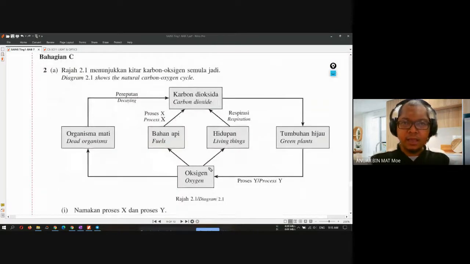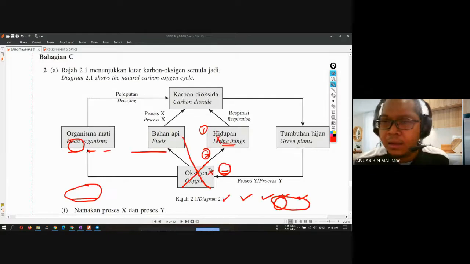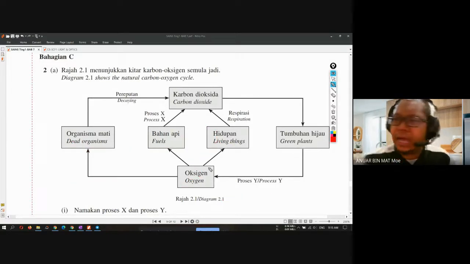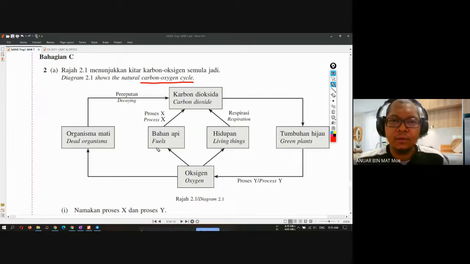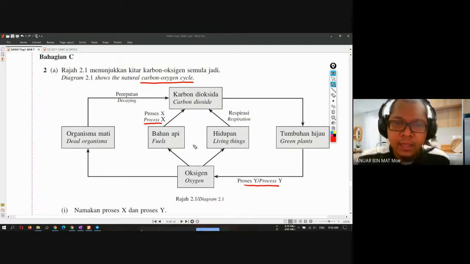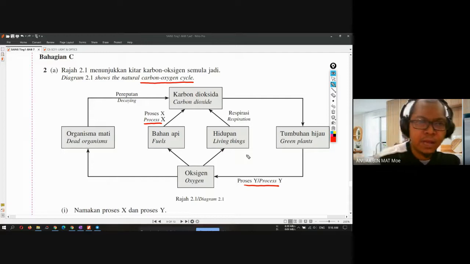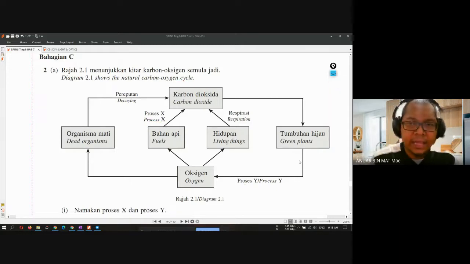Okay, Section C. This diagram shows the natural carbon and oxygen cycle. We have process X and process Y here. That's why last time I asked you, you must understand what the processes are that produce oxygen and use oxygen, and also what the processes are that use carbon dioxide and release oxygen. You must remember this. Okay, never mind. Straight to the question. 2A1, name process X and process Y.